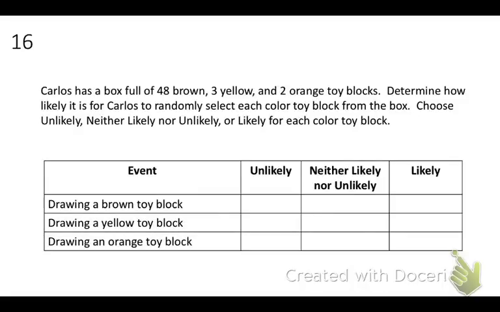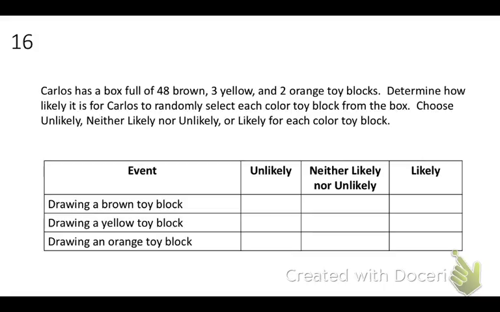Question 16. Carlos has a box full of 48 brown, 3 yellow, and 2 orange toy blocks. Determine how likely it is for Carlos to randomly select each color toy block from the box. Choose unlikely, neither likely nor unlikely, or likely for each color toy block.